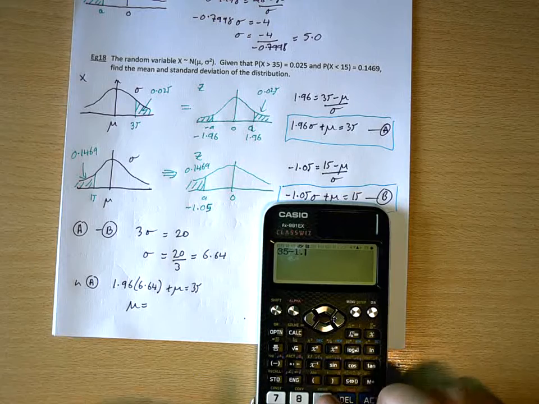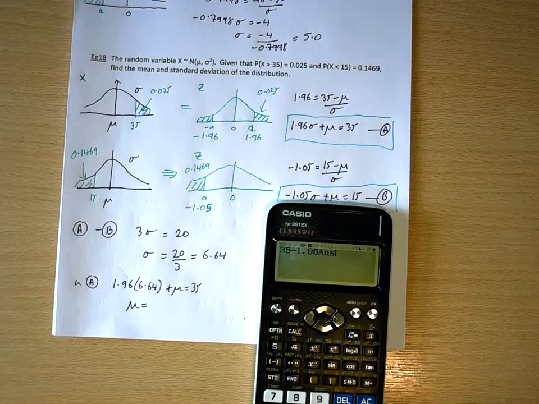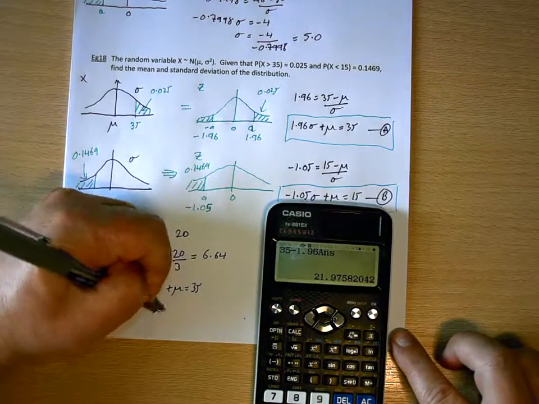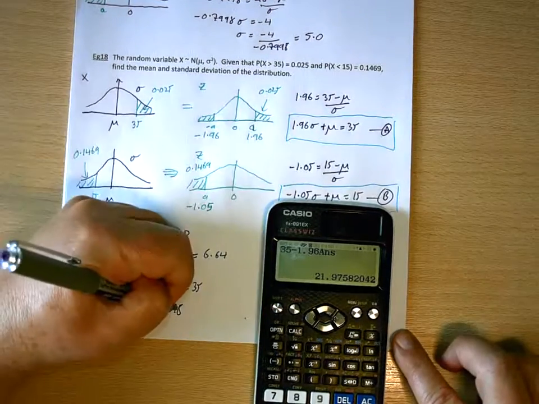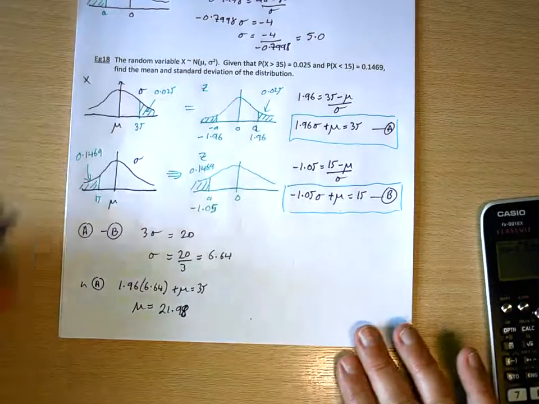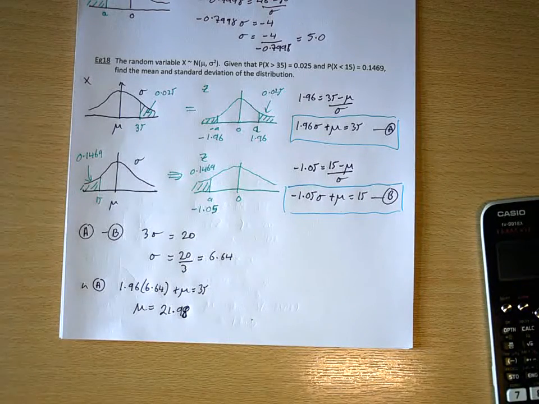So mu is going to be 35 less 1.96 times the previous answer, 21.98. So that's about as evil as they can get with that sort of question, where you're having to work out two different unknown variables.